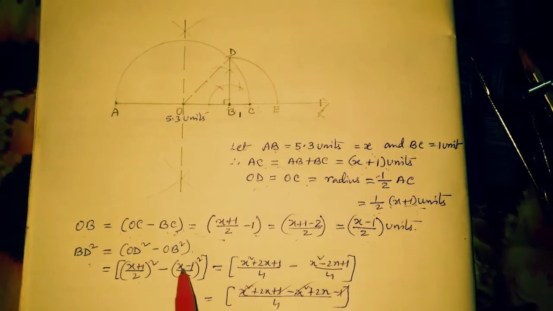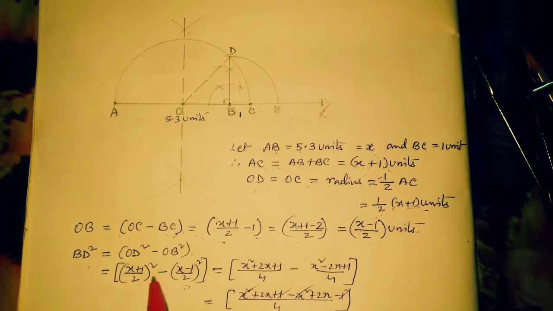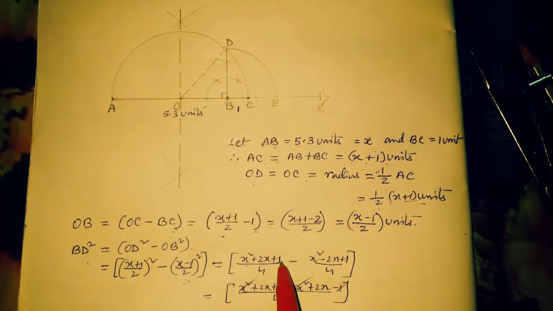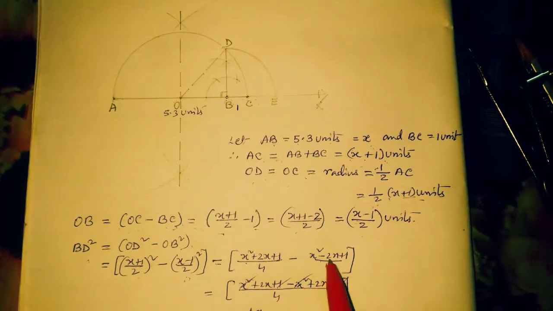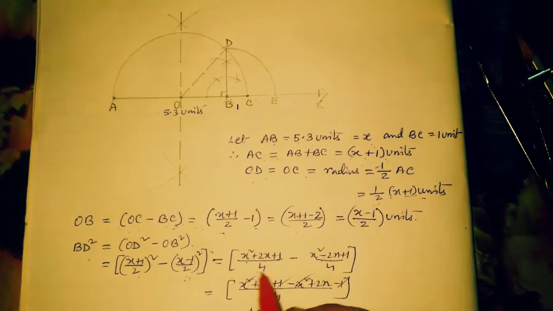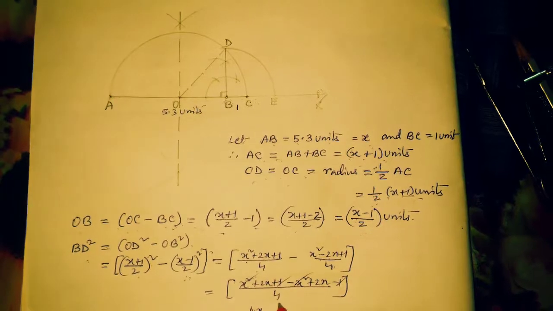So if we put the values over here, (x + 1) whole square means (a + b) whole square formula you can apply, we'll get a square plus 2ab plus b square. And here also, a square minus 2ab plus b square, because the (a - b) whole square formula you can apply. And 2 whole square is 4 in both the cases. 4 and 4, LCM is coming 4.